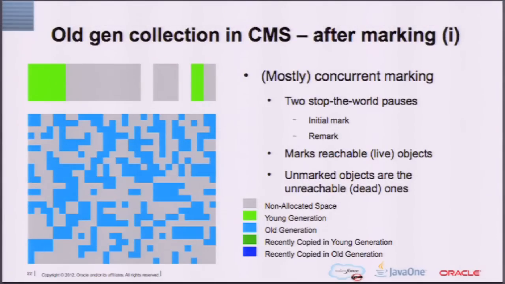Okay, so now we're going to shift to saying, how do we collect old generation? So we're going to take a look at CMS here and refresh ourselves as to how this works in CMS. So the mostly concurrent marking phase in CMS has two stop-the-world pauses in it. And that is the initial mark and then a remark.